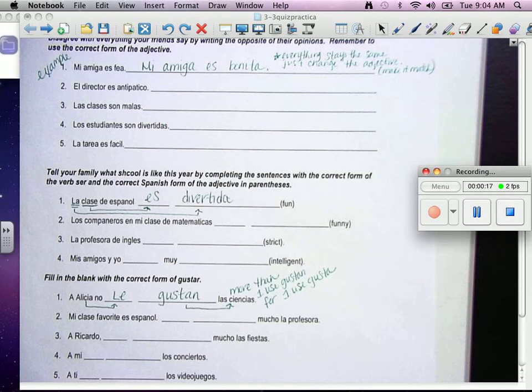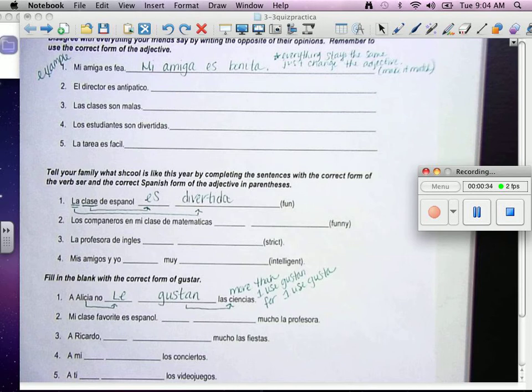Okay, so what I'm going to do now is review for the quiz. These questions will be on your quiz, for sure. So I'm going to do maybe 2 of each section and I'm going to walk you through my thought process, and you can practice with this tonight and be ready for mañana.